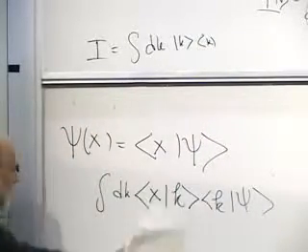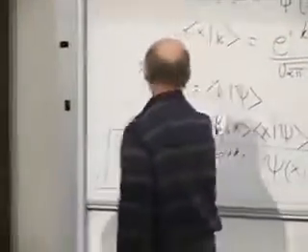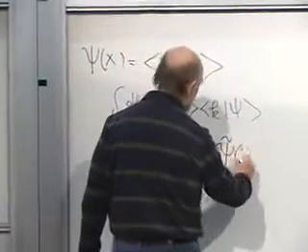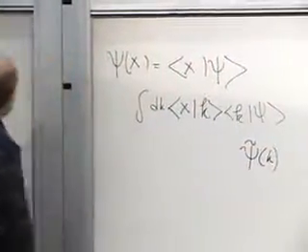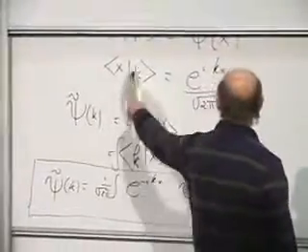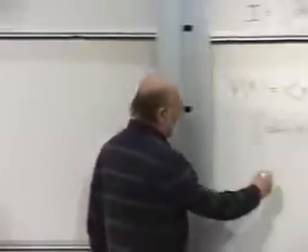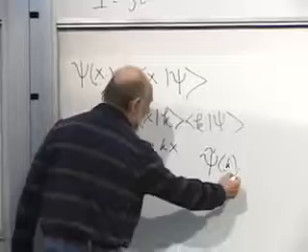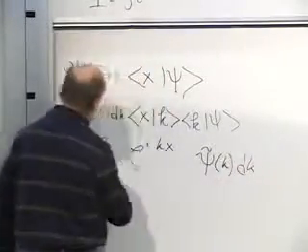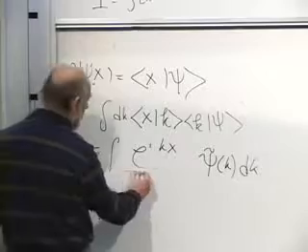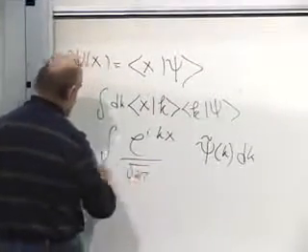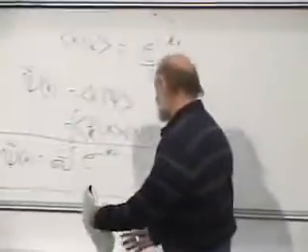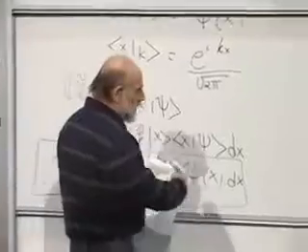Well, what's this? This is nothing but psi twiddle of k. And what is this? Where is it? Here it is right over here. It's e to the i kx integral dk over square root of 2 pi, right? That's psi of x. So look, we have a reciprocal relationship between psi of k and psi of x.